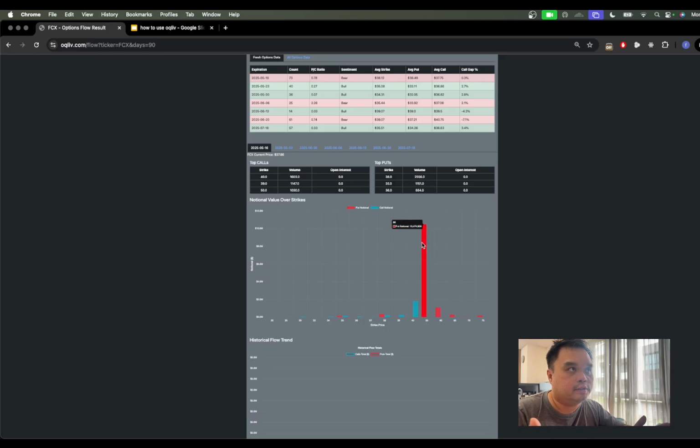You can also see in the notional value table here, at the $55 strike, we are looking at a put wall with a value of 10 million there. Oh wow, that's a pretty huge number. So that's basically how we measure stocks in oakcliff.com.